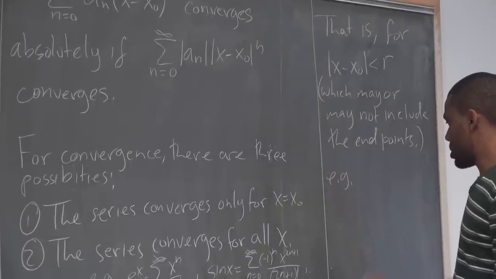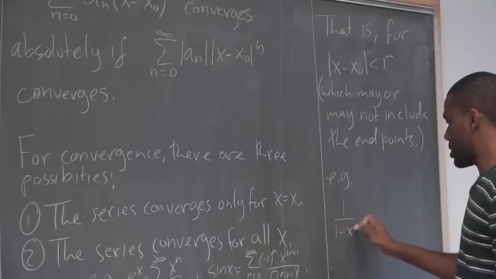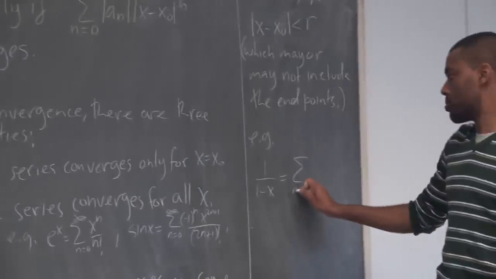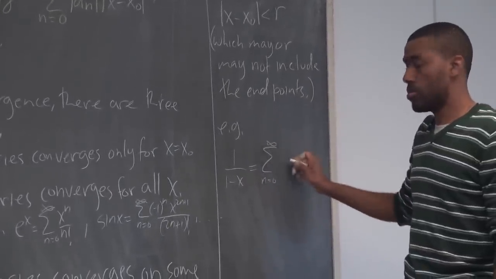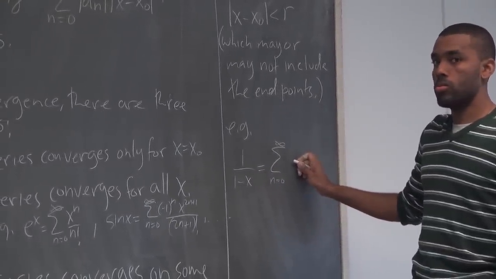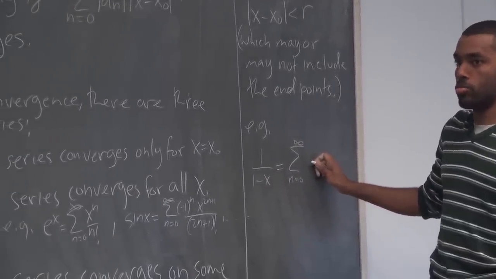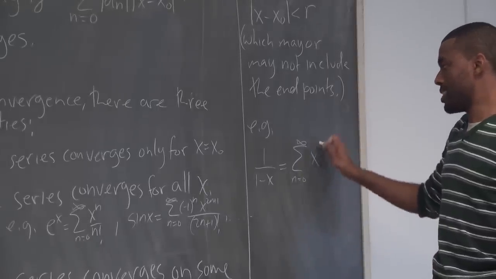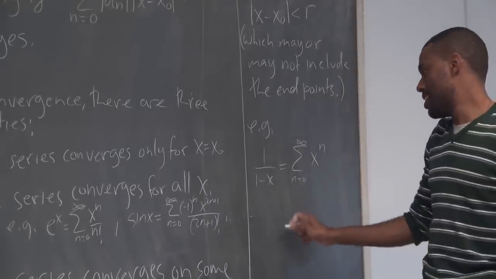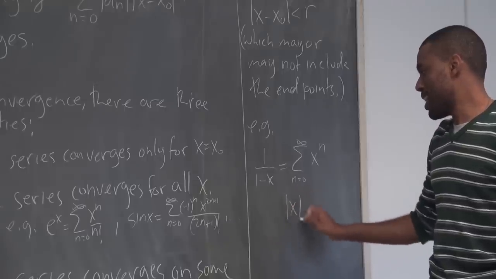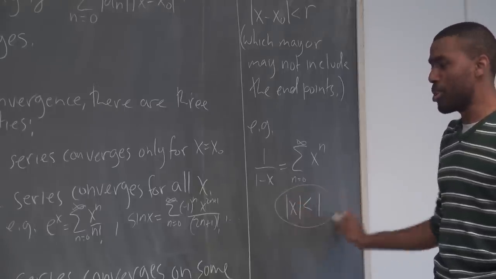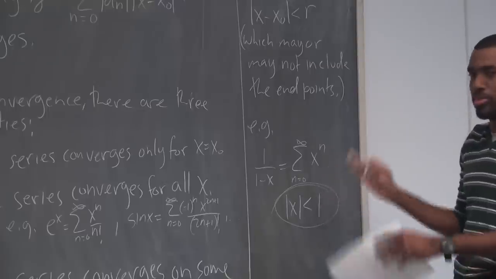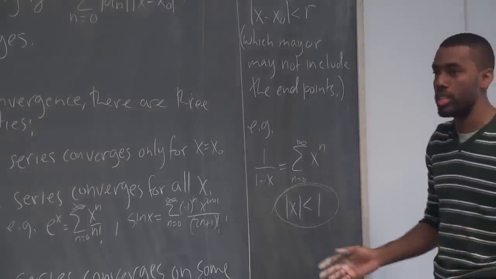We know that 1 over 1 minus x is equal to what? That's right, the series of x to the n. All right. And that only works for absolute value of x less than 1, right? This only works if your x is between minus 1 and 1. It doesn't work in general.